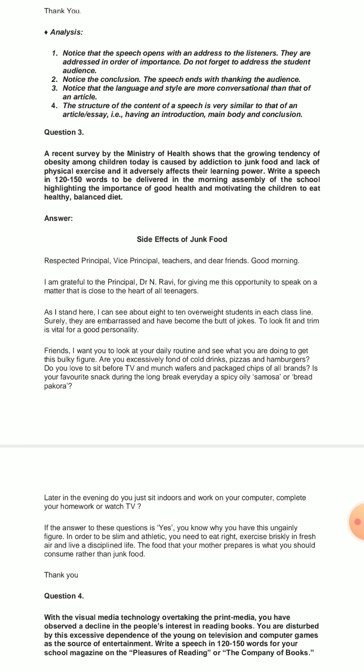Notice that the language and style are more conversational than that of an article. Now, there lies the main difference between an article and a speech. In a speech, the language of composition is more conversational. That should be taken into due consideration. Number 4, the structure of the content of a speech is very similar to that of an article or essay. Structure-wise, it is almost identical.